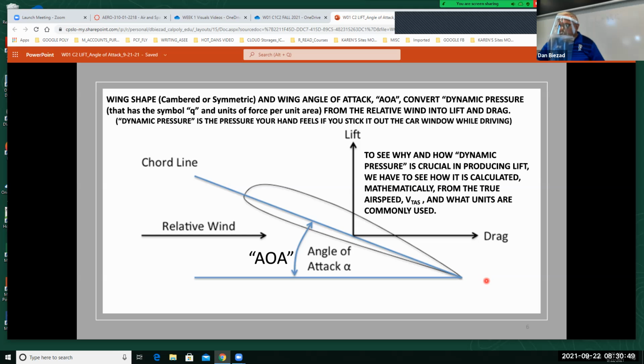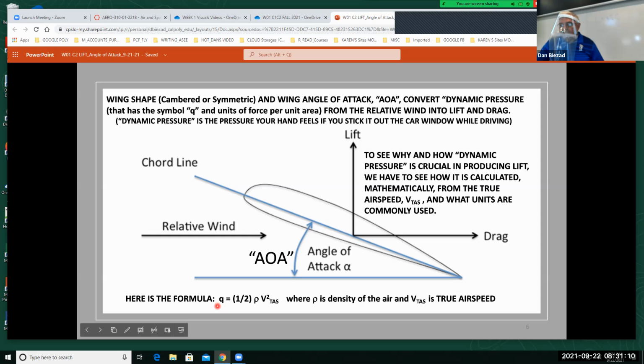Okay. So we call true airspeed TAS, true airspeed, or you might see VT. Let's shorten it to VT. There's lots of velocities. We'll see next week. They're all important. So we have to remember that true airspeed and density determine the dynamic pressure. There's the formula at the bottom. Q is 1/2 rho VT squared.